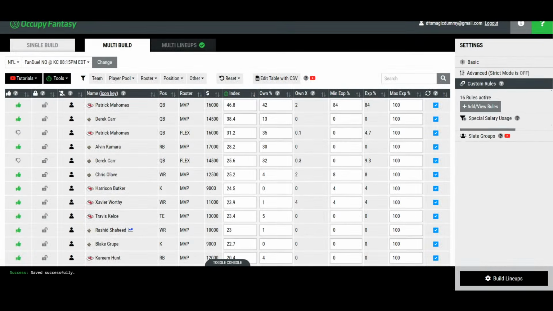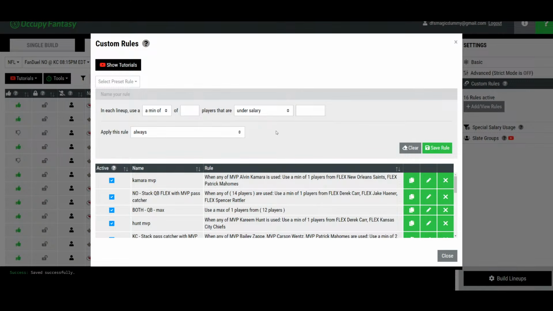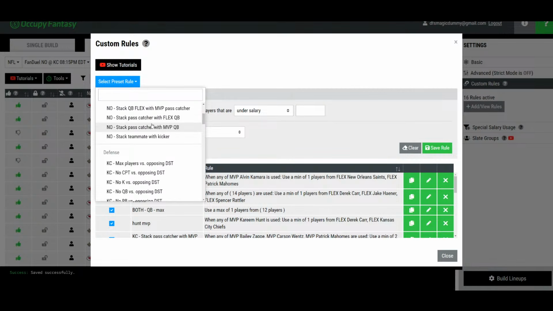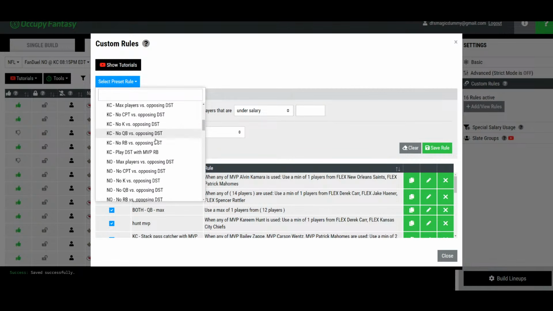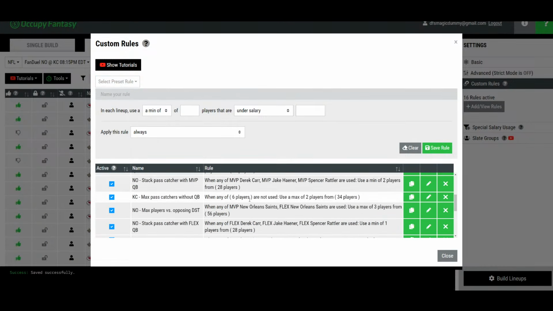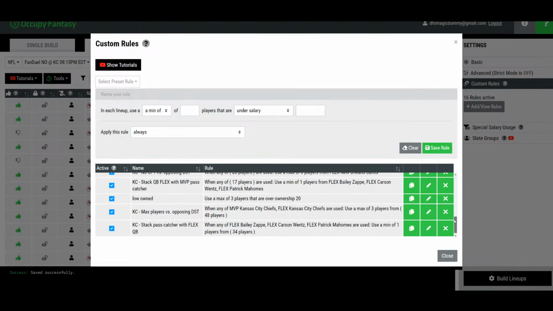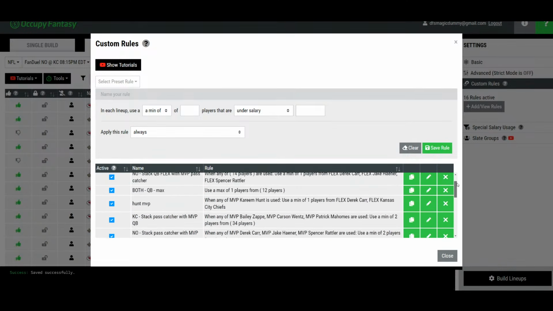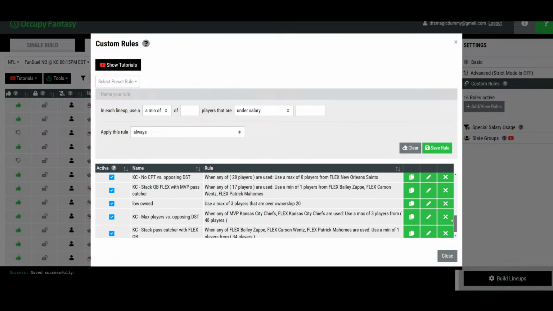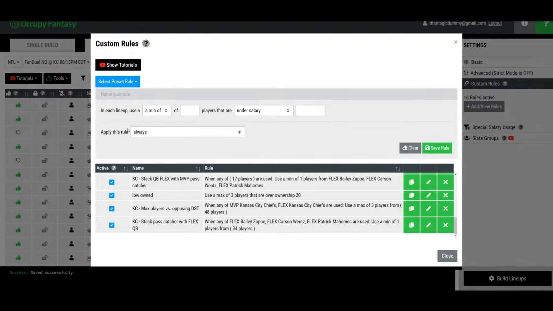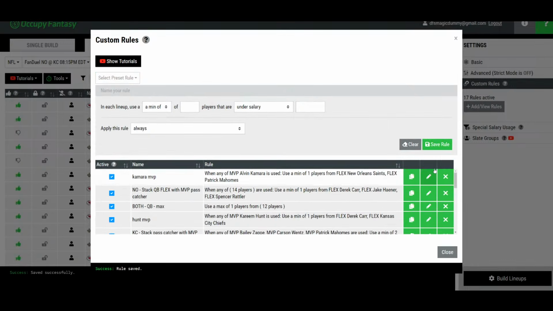Okay, let's go to the rules section. 16 rules active. I put a lot of the rules in from here, from the pre-built section. Put a couple other rules in based on what I know about Showdown, what the strategy guide says. Max players versus opposing defense: don't play. Do I have multiple defenses? No, I don't. We don't want two defenses in the lineup. We know that it rarely wins, if ever, on FanDuel. So let's look at both defenses. Max of one defense in the lineup. We'll allow two kickers because clearly that happens.